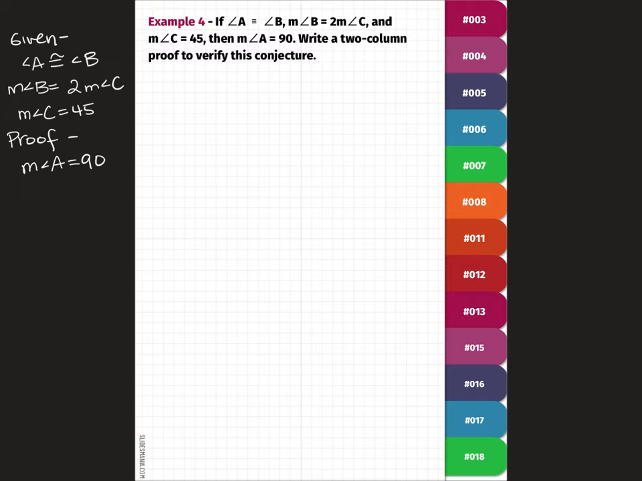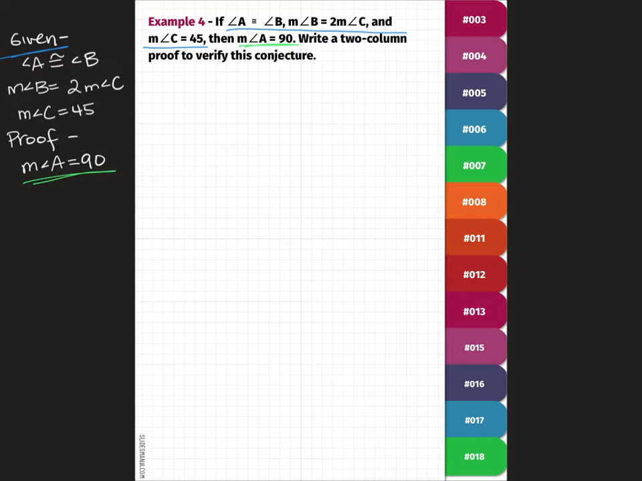And so again, I just want you to see this is an if-then statement with a hypothesis and a conclusion. So here would be my hypothesis, all the things that I have been given. And then here would be my conclusion, that the measure of angle A is equal to 90. And so that's how conditional statements work with proofs. So I'm going to go ahead and set up my table.